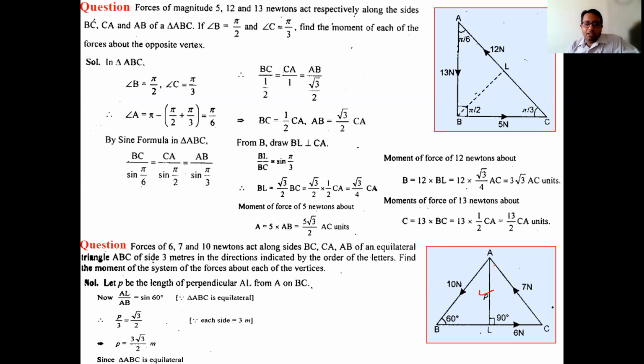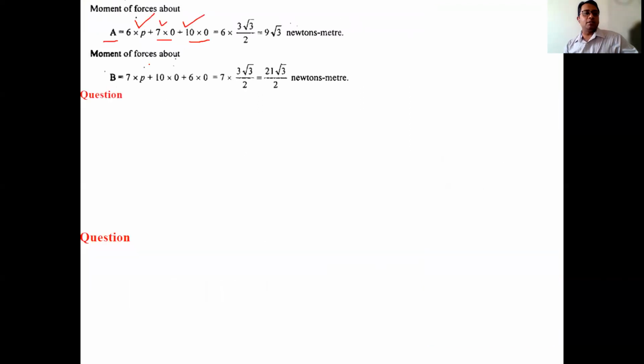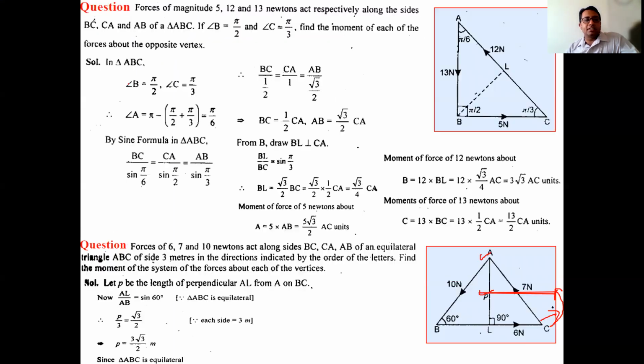We have to check, if we are calculating about point A, where will this 6 newton force make the body move, because 6 newtons is applied on this right side, then surely the body will move in the anti-clock sense. So that's why we have taken its symbol as positive, positive 6 into P. So answer is 6 into P, and P the length is 3 root 3 by 2, that is 9 root 3 newton meters.